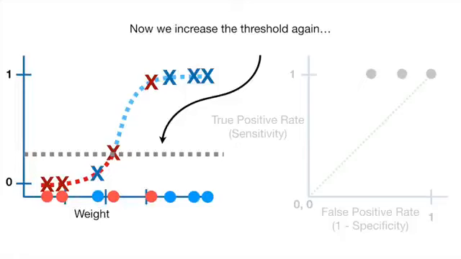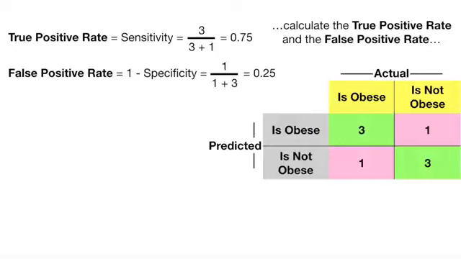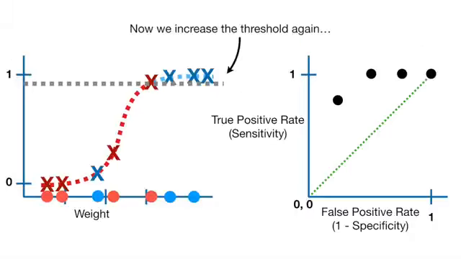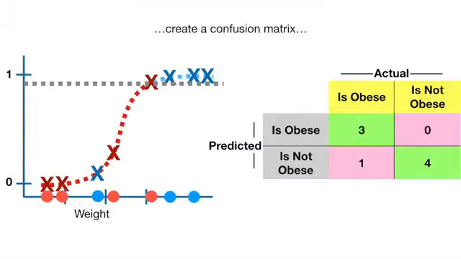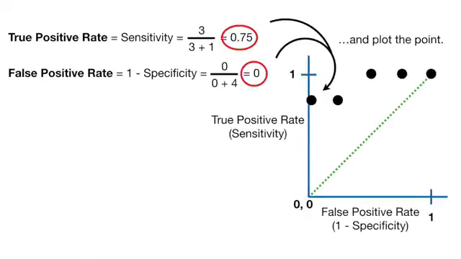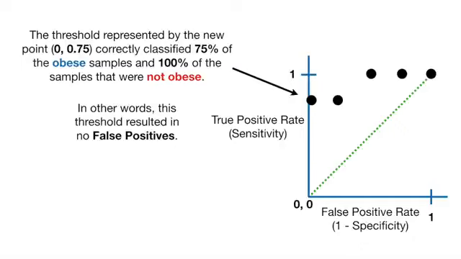Now we increase the threshold again. Create a confusion matrix, calculate the true positive rate and the false positive rate, and plot the point. Now we increase the threshold again, create a confusion matrix, calculate the true positive rate and the false positive rate, and plot the point. The threshold represented by the new point correctly classifies 75% of the obese samples and 100% of the samples that were not obese. In other words, this threshold resulted in no false positives.